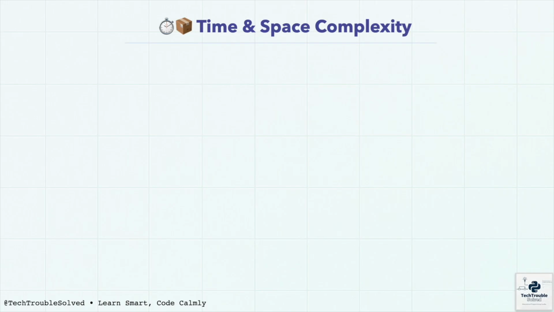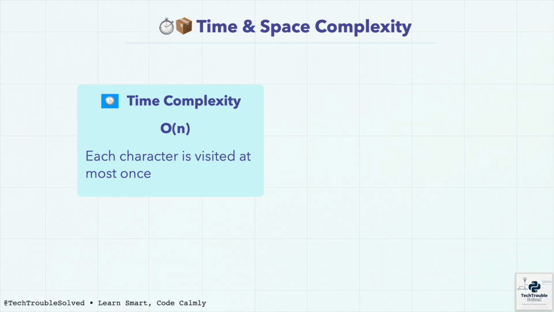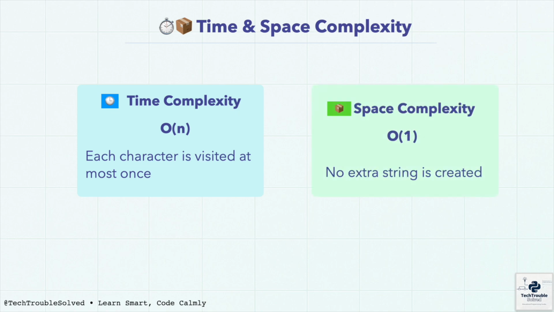Now let's look at the time and space complexity. The time complexity is O of n. This is because each character in the string is visited at most once by either the left or the right pointer. The space complexity is O of 1. We do not create any new strings or extra data structures. We only use 2 pointers.